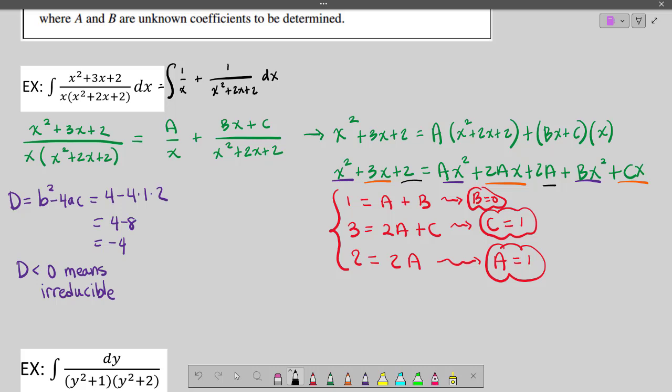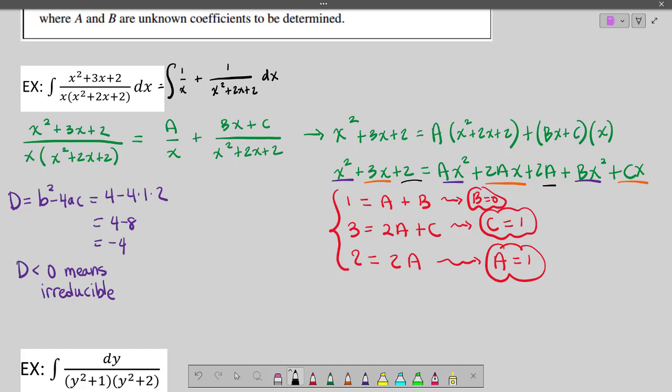So, interesting. How are we going to integrate that bottom one then? The second one. What do you think? So that one's not factorable.